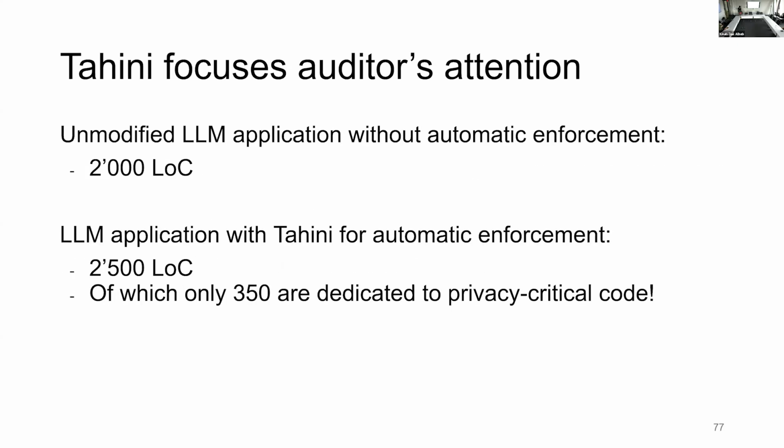Now, one great thing that is relevant about Tahini is how we focus the developer effort. This is the initial selling point: we want to reduce the amount of code that needs to be audited. Using this LLM application, we measured that the unmodified application is about 2,000 lines of code, and only 350 of them that have been added to the application are critical for privacy. Had Tahini not been there, we would have had to audit all the application code, which, for this very small application, you can imagine how much more the business logic grows compared to privacy code.